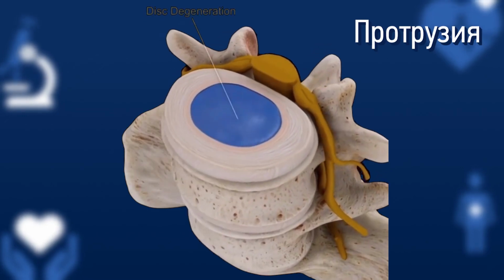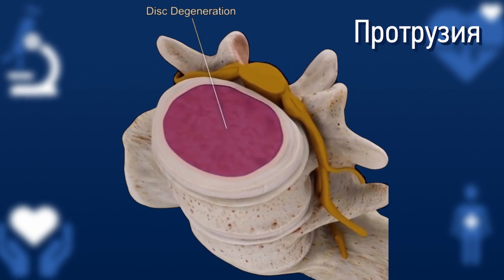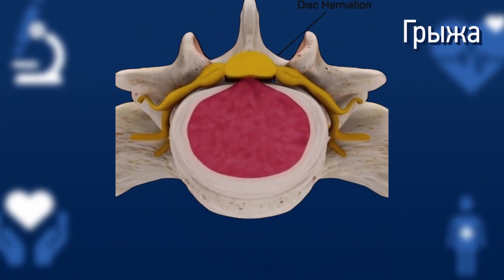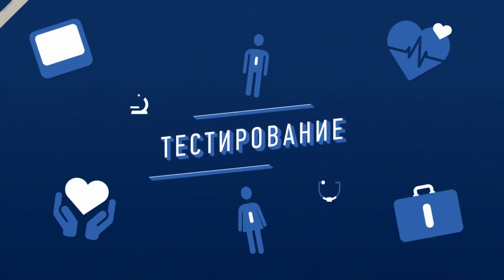What types of disc diseases are there? First of all, there is protrusion. This is a condition when the nucleus pulposus has started to slowly break through the disc, but the ring is still intact. When the ring ruptures, the condition is called a hernia. A sequestrum is a situation when the nucleus pulposus has come out and a separate piece has broken off from the herniated disc. This separate piece is called a sequestrum.